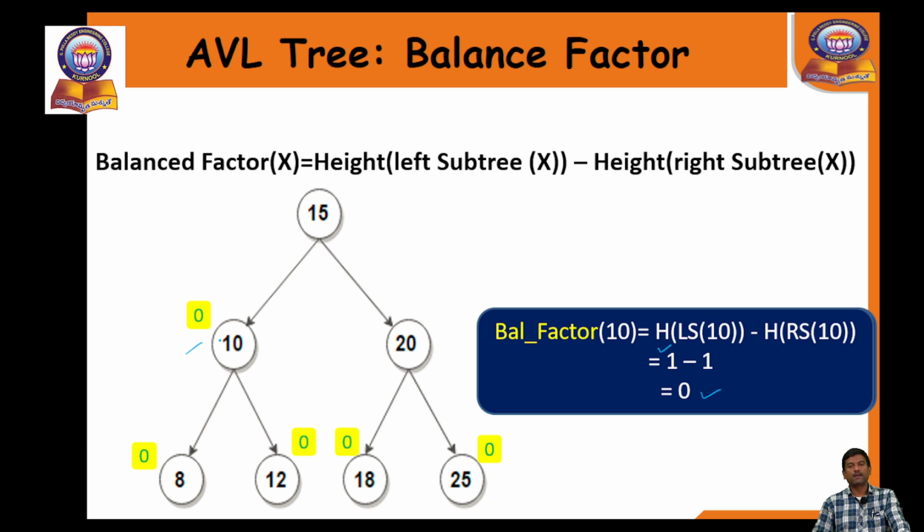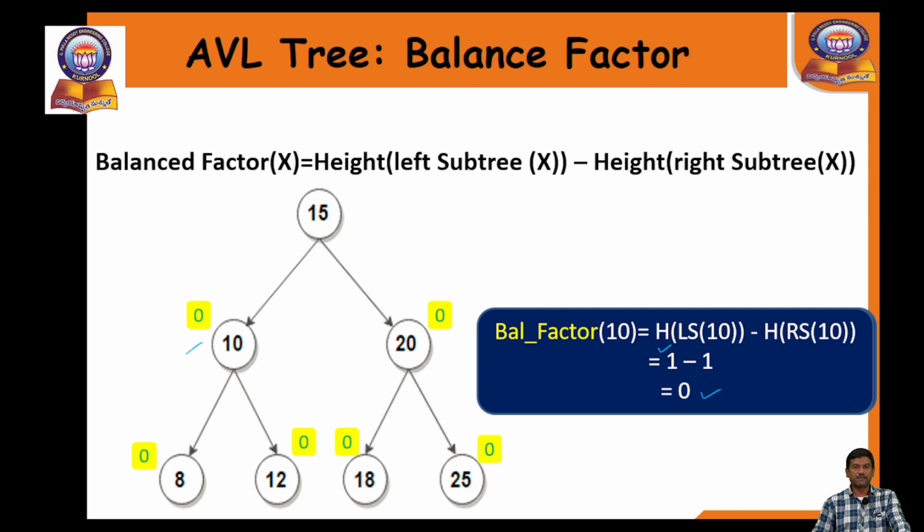So here the balance factor of node 10 is equal to 0. In the same fashion, you can also identify the balance factor of node 20. The height of the left subtree, that is, there is one node, that is 1, minus, and then we have node 25 towards the right, that is 1, so 1 minus 1 will be equal to 0.